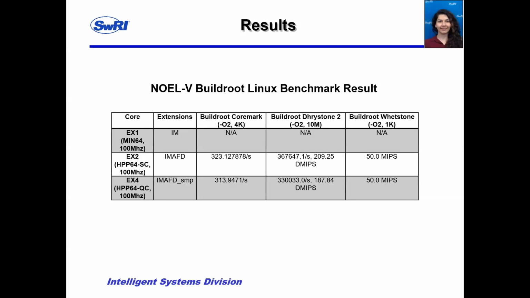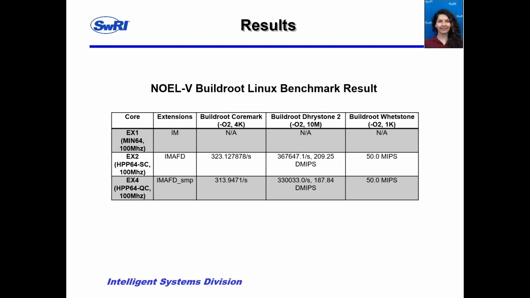In these results, again, the NOEL-V cores vastly outperformed the MI-V cores, even with the added overhead of a Linux operating system. The EX1 core was unable to run Linux with such a limited instruction set. An EX2 core provided the best overall results, with about an order of magnitude greater performance than the best MI-V core with no operating system overhead. The overhead brings the EX2 core performance in line with the EX1 RTEMS result.